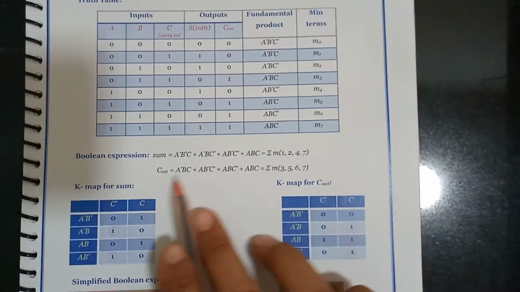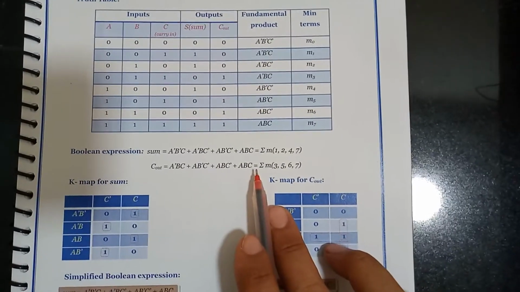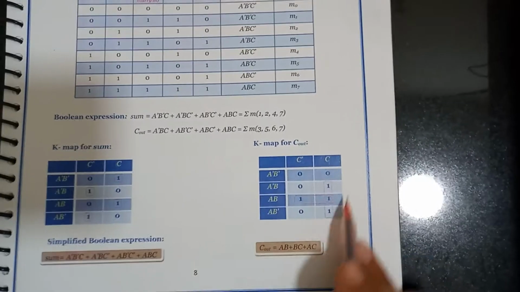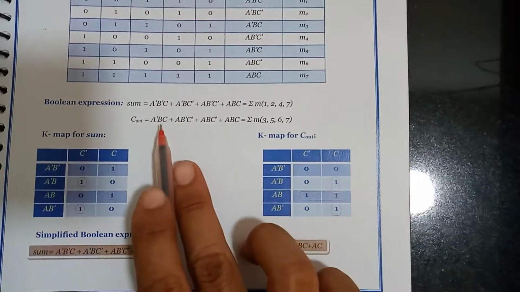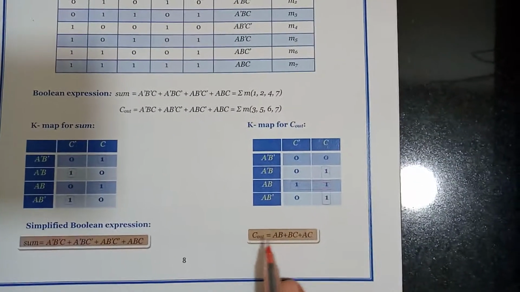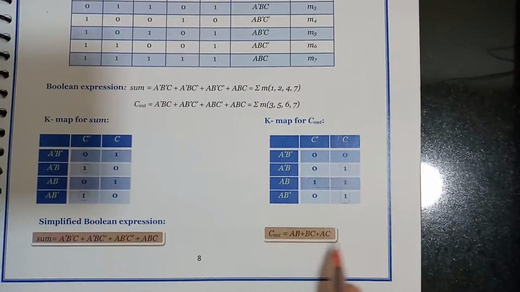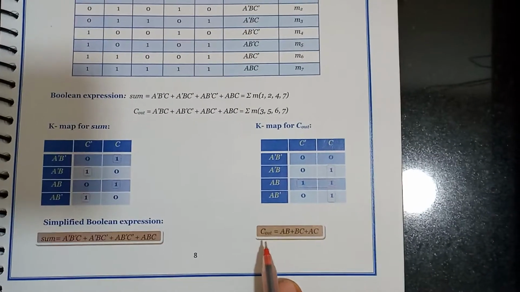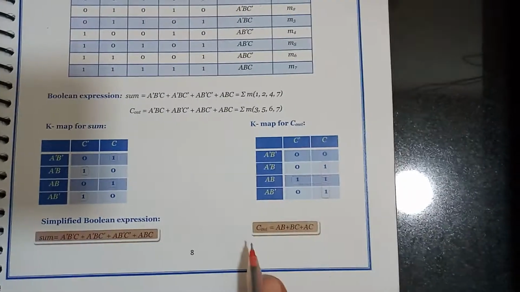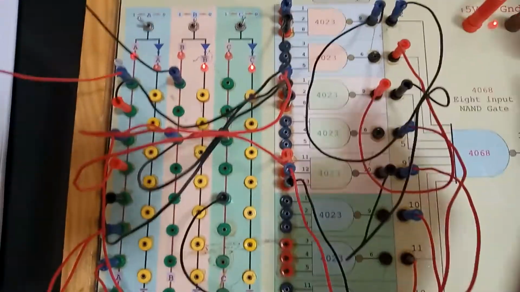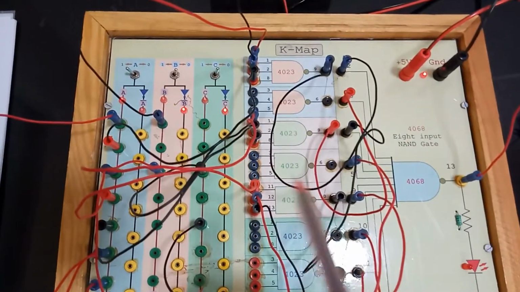Similarly we can test for this carry output. But over here the Karnaugh map will play an important role. Instead of this big equation, we can make the circuit of this equation. This is the advantage of Karnaugh map. I have already prepared the circuit for this equation. This is for carry output.